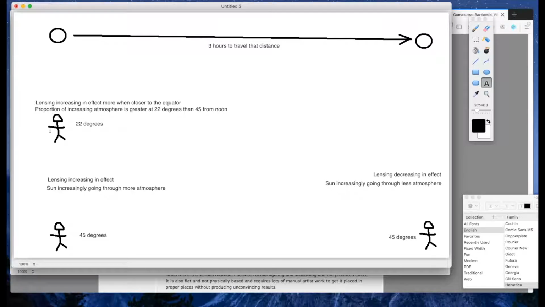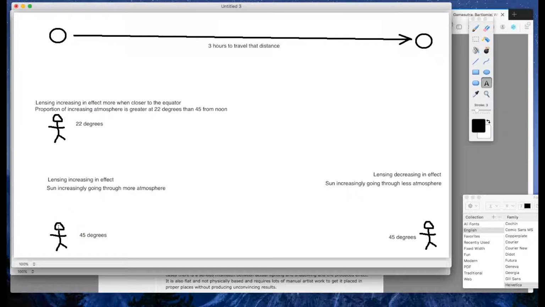At the same time, someone who's at 22 degrees, the lensing is going to increase in effect more when they're closer to the equator, or the lensing has to increase more as they are closer to the equator, because if they are closer to the equator at local solar noon, then the magnification that has to counteract this shrinking sun as it's moving away from them is going to have to be much larger than for somebody who's over here.